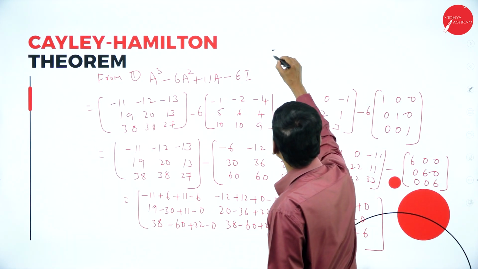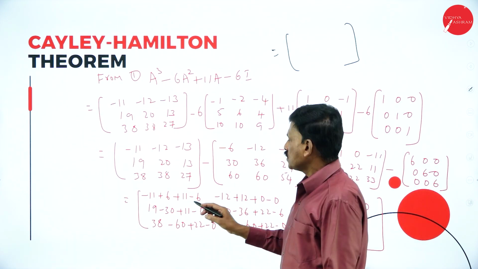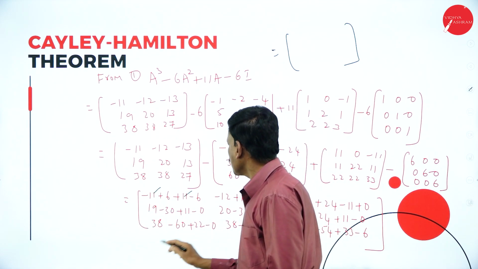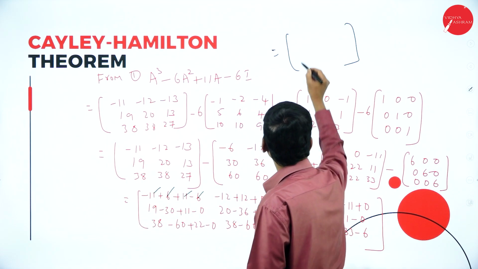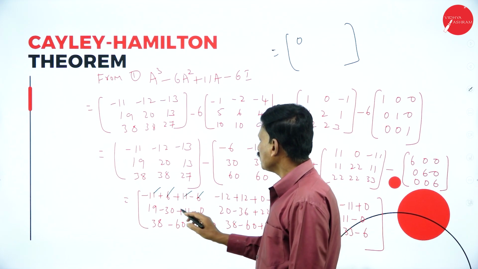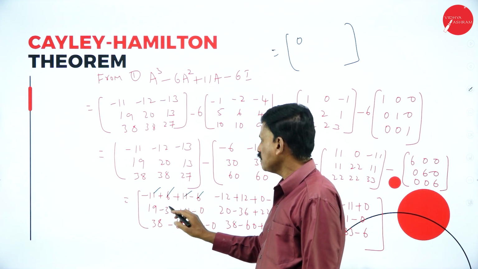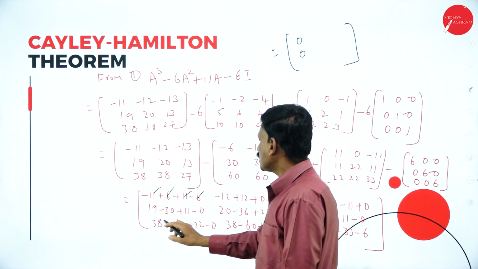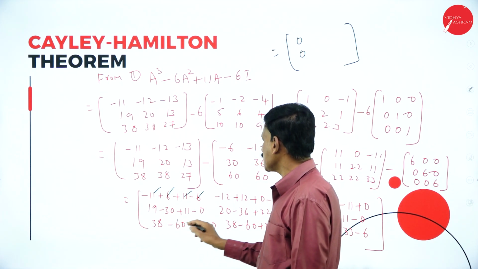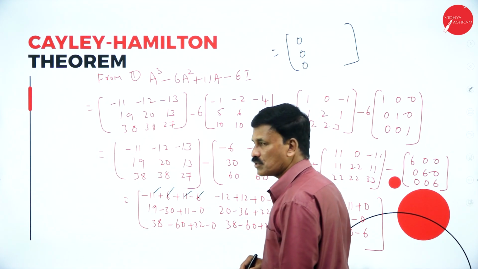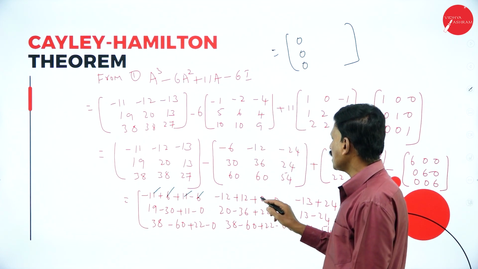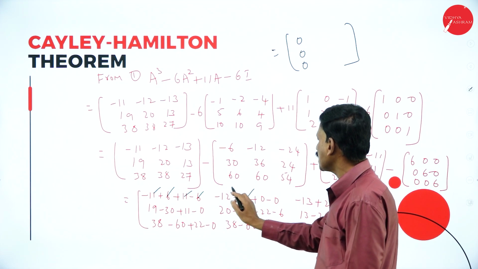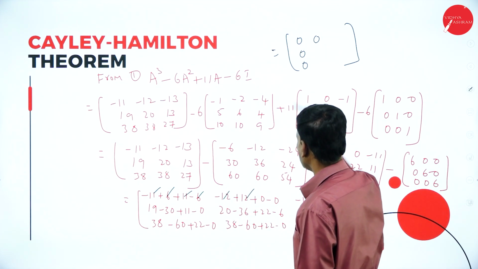See, this is equal to, I will write here. Plus 11 minus 11 gets cancelled, plus 6 minus 6 gets cancelled, 0. Again 19 plus 11 is 30, minus 30 plus 30 is 0. Again 38 plus 22 is 60, plus 60 minus 60 gets cancelled, 0. First column 0, 0, 0. Similarly, second column: minus 12 plus 12 gets cancelled, that's equal to 0.